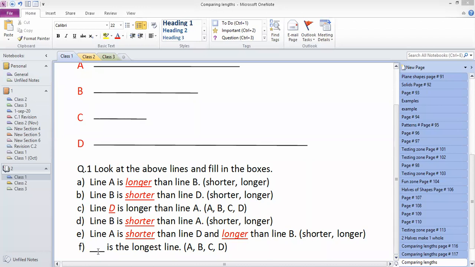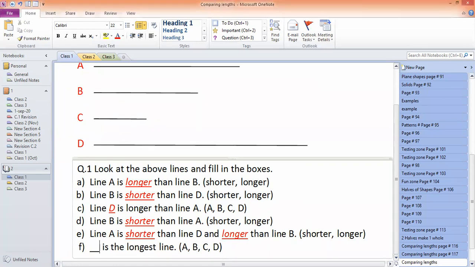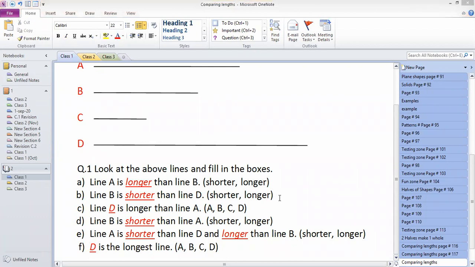D. D, very good. What does that mean? What is the meaning of longest? It is longer than all. Very good. Longest means longer than all. Exactly. Thank you. So, guys, the answer is line D. Because D is the longest line, longest means longer than all.